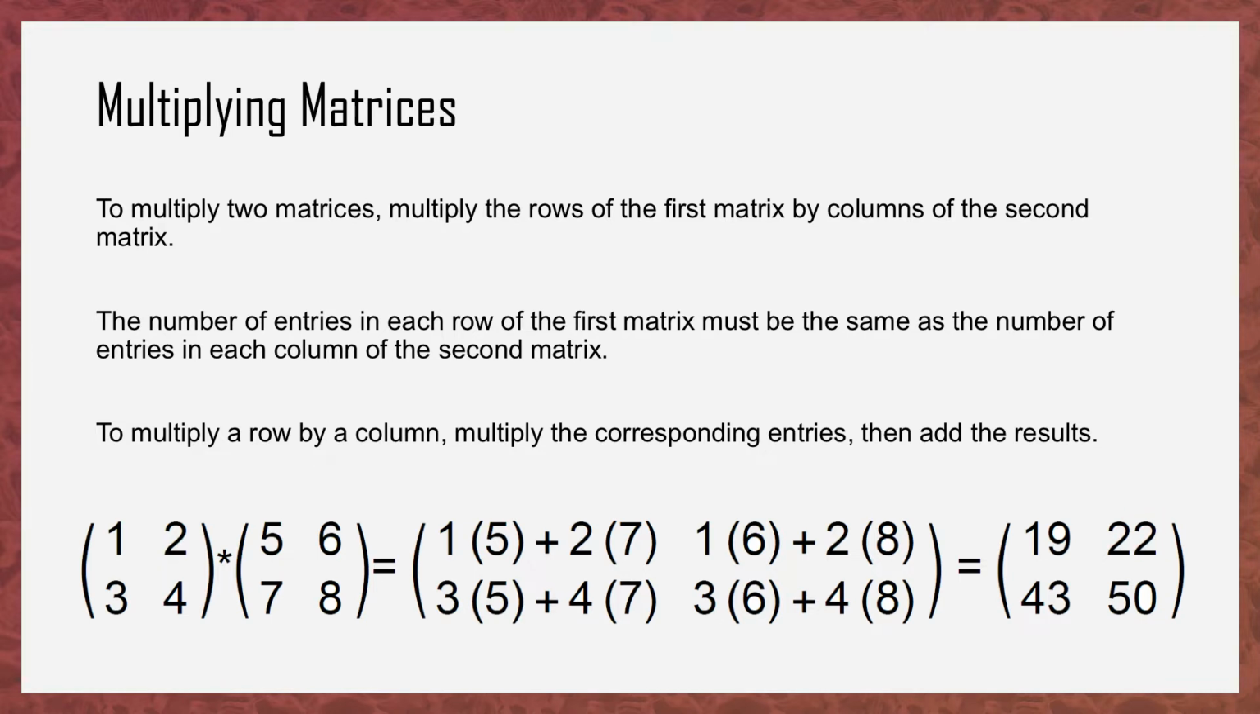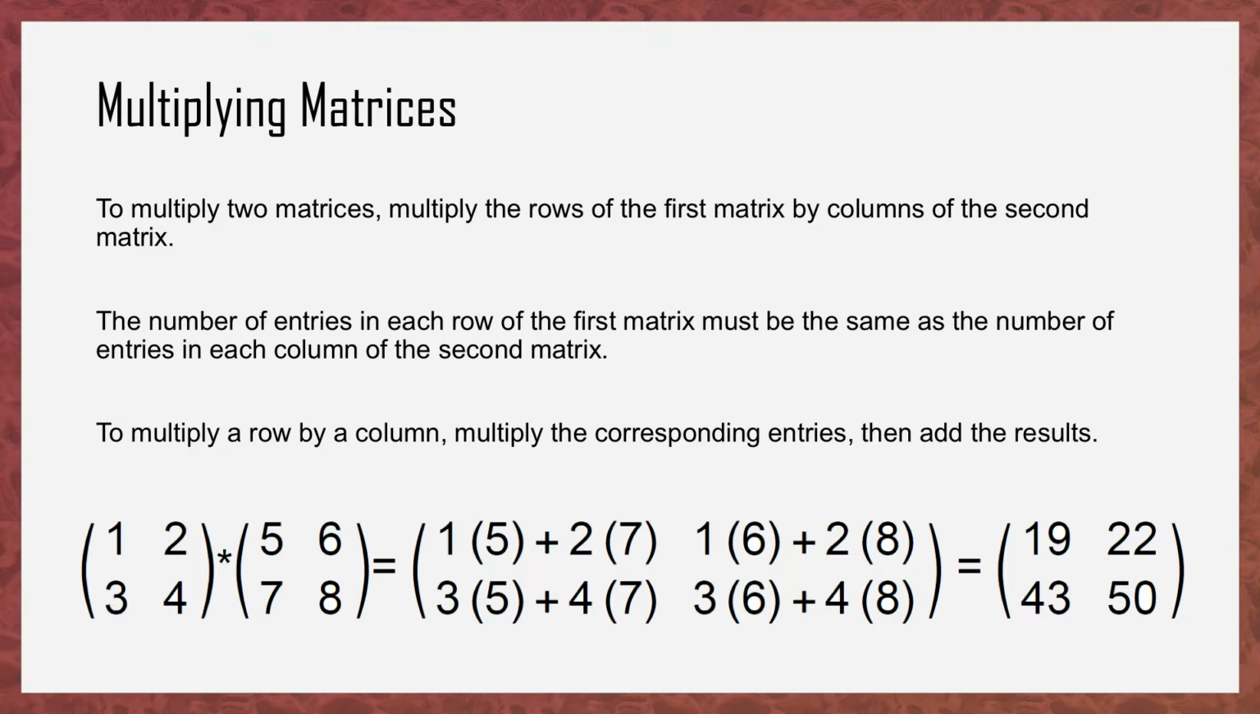Now the bottom row, 3 and 4, will be multiplied by each of the columns. So 3 and 4 times 5 and 7. 3 times 5, 4 times 7. 3 times 5 is 15, plus 4 times 7, which is 28. 15 plus 28 is 43.